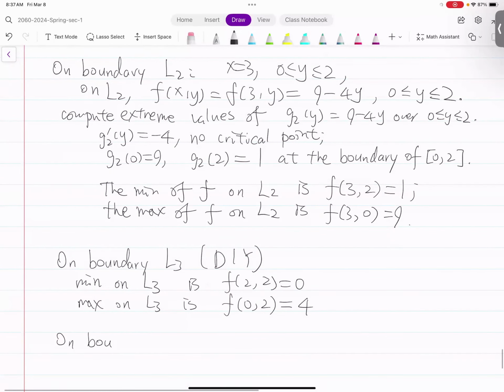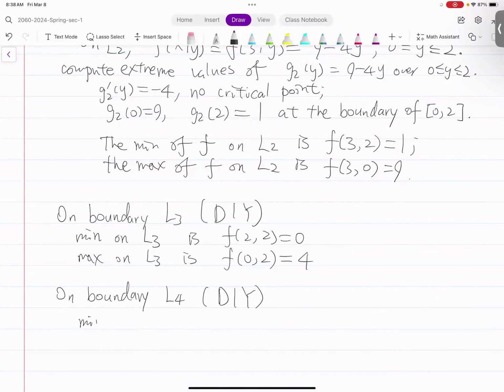And on boundary L4, which is the left-hand side edge, it is also a really parallel argument. The minimum on L4 is essentially f of (0, 0). And the max on L4 is f of (0, 2), which is 4 again.